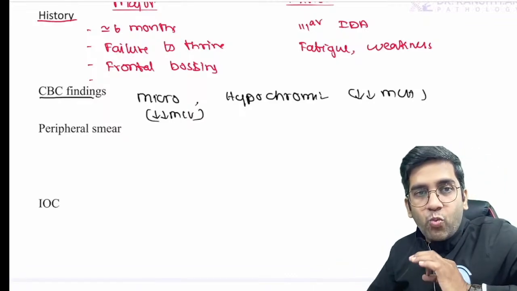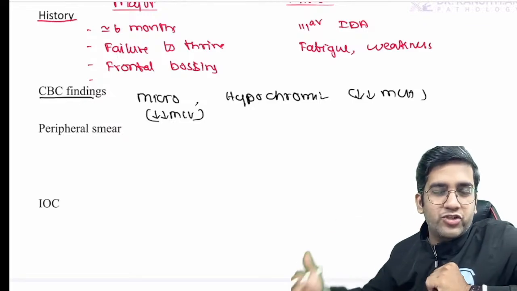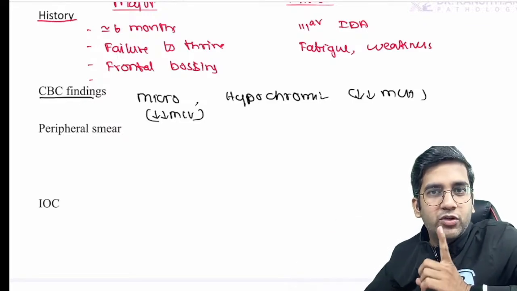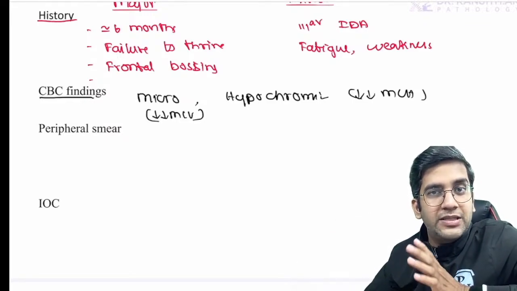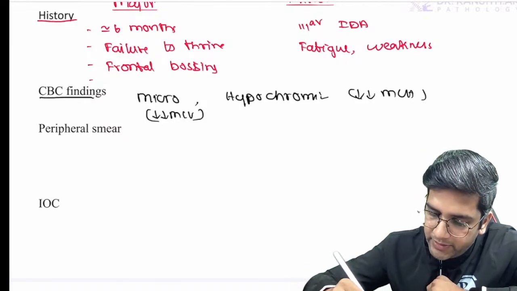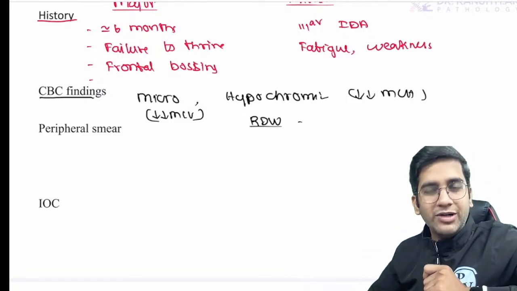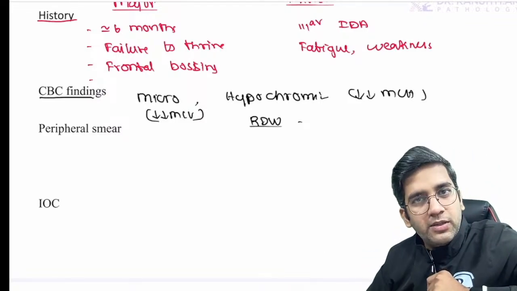Fine. If you want to add more information to convey to the examiner that you know more than microcytic hypochromic anemia, I'll give you a clue. I want you to tell what happens in that. What will happen to RDW in case of a thalassemia? There's a thing called RDW, red cell distribution width. What will happen in case of thalassemia? Will it be normal? Will it be widened?